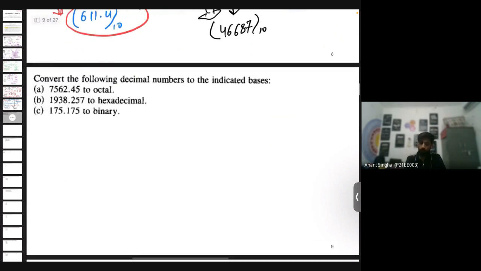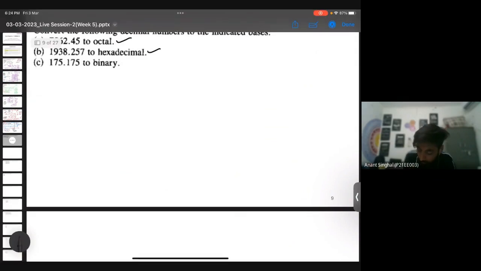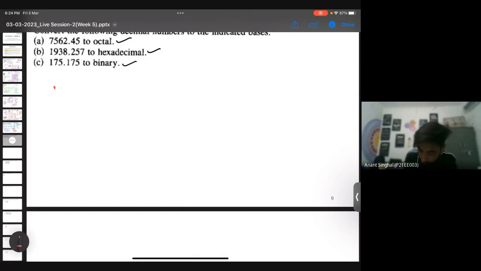So these are again a few questions of decimal numbers to their indicated values. So we need to calculate, these are the decimal numbers. Now we need to convert them to the octal, hexadecimal, and binary values. So yeah, this is quite interesting, if there is a way to do that.